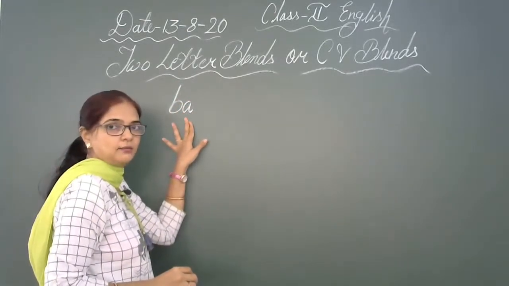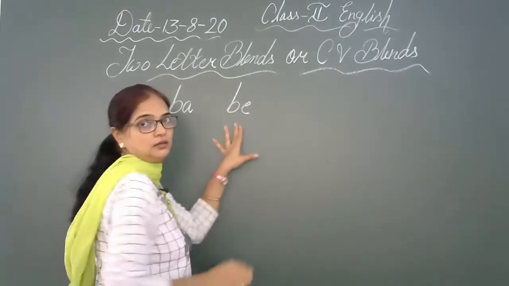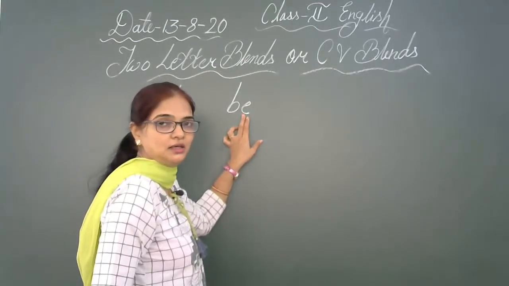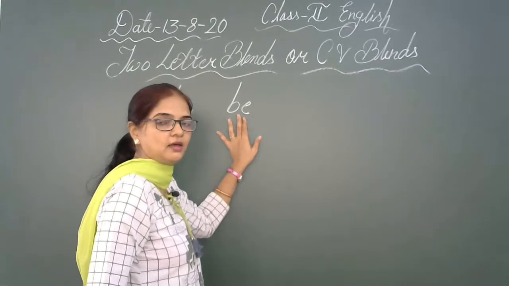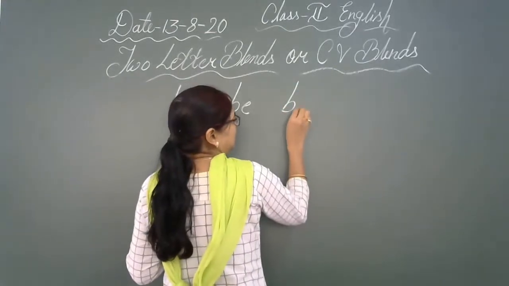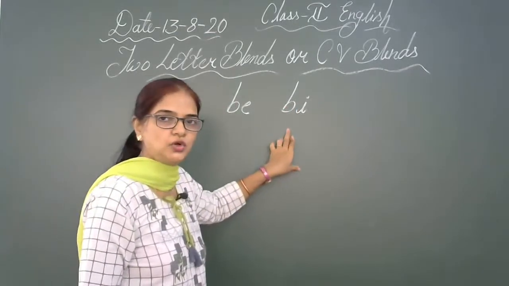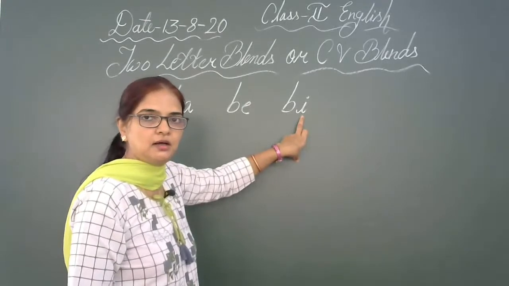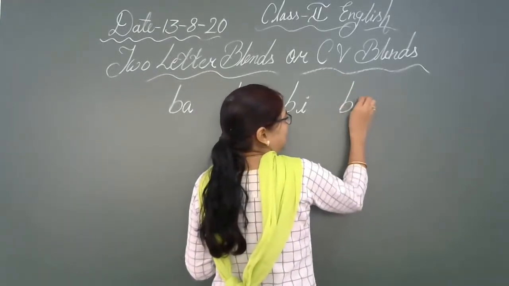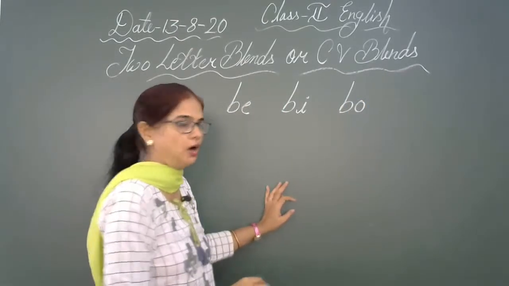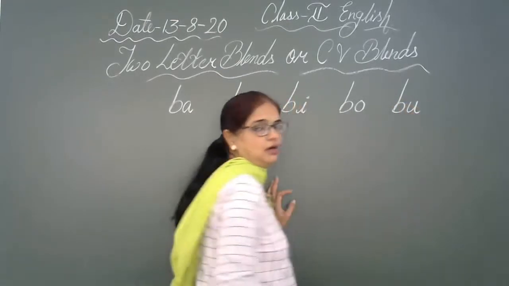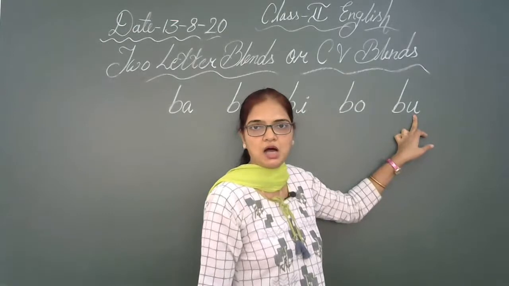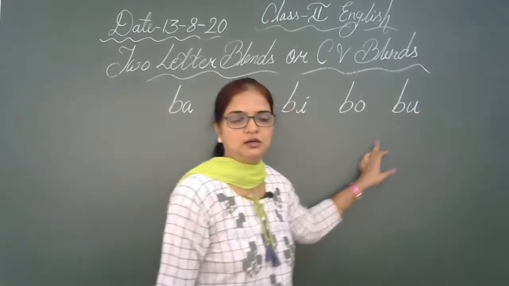B, A, B. B, E, B. B, A, B. Here the sound of E is A. Next is B, E, B. Sound of B is B and sound of I is E. B, E, B. B, O, B. B, A, B. Sound of B is B and sound of U is A. So B, A, B.